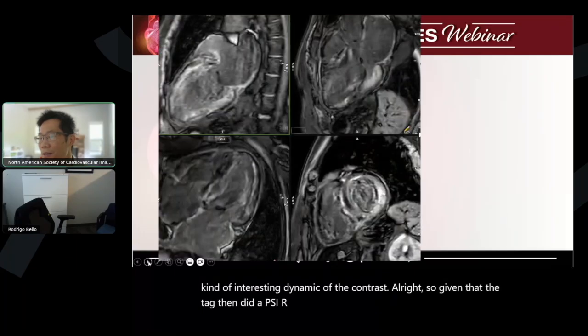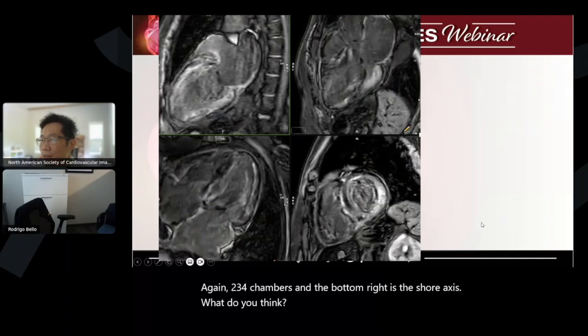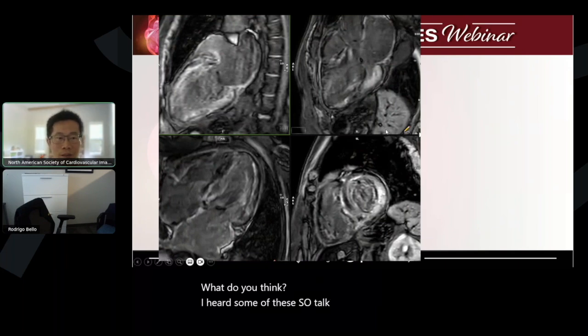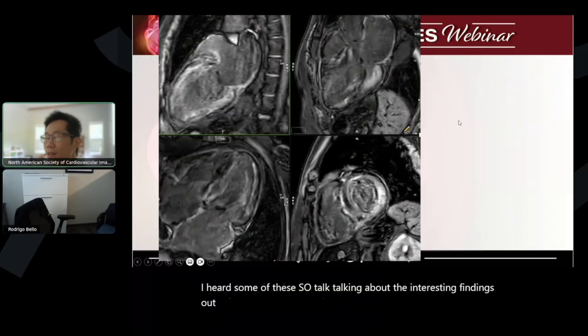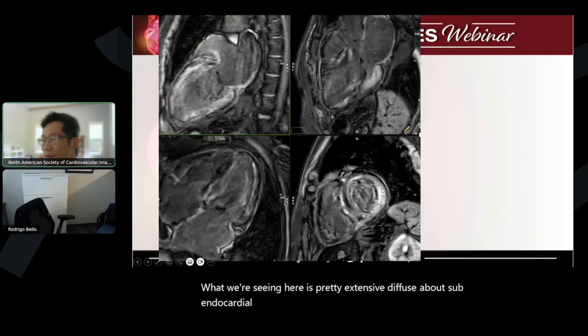Here's what we've seen on the PSIR. Again, 2, 3, 4 chambers, and the bottom right is the short axis. What do you think? Yeah, I heard some of you talking about the interesting findings here. Exactly. What we're seeing here is pretty extensive, diffuse subendocardial enhancement, and some of it is almost transmural, involving more than 50% of the myocardium.